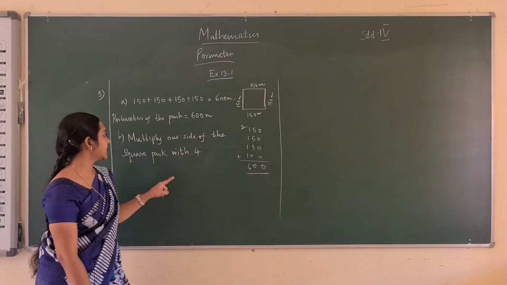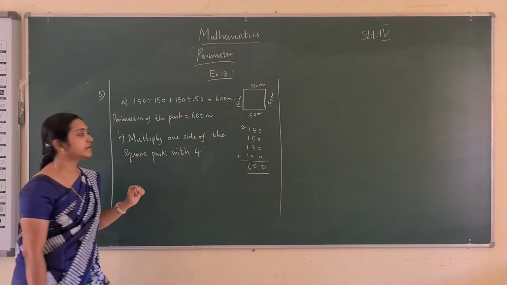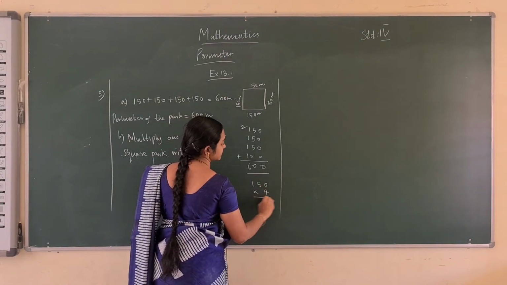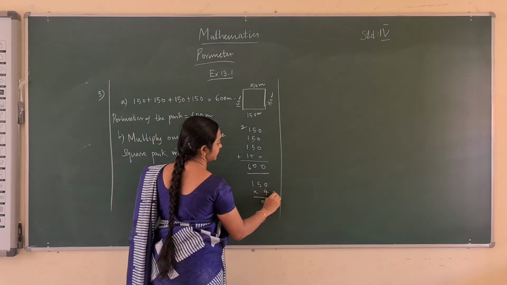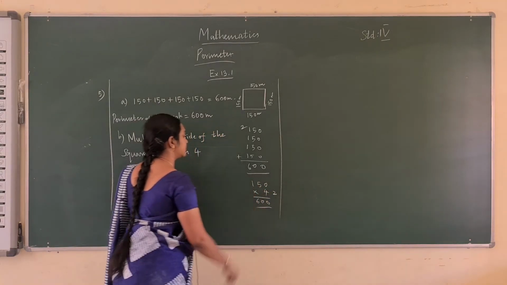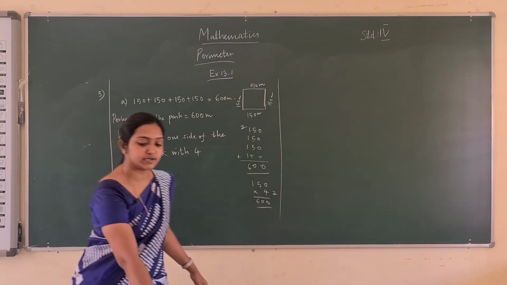Multiply one side of the square park by 4. If we multiply one side by 4, we will get the perimeter. 0, 5 4s are 20, remaining 2. 1 4 is 4, 4 plus 2 is 6. So this is a quicker way to find the perimeter.